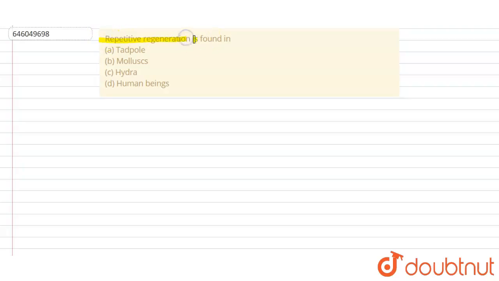Hello students, so let's read the question. Repetitive regeneration is found in. Basically they are asking in which of the following organisms repetitive regeneration is found. Option A tadpole, option B mollusk, option C Hydra, and option D human beings.